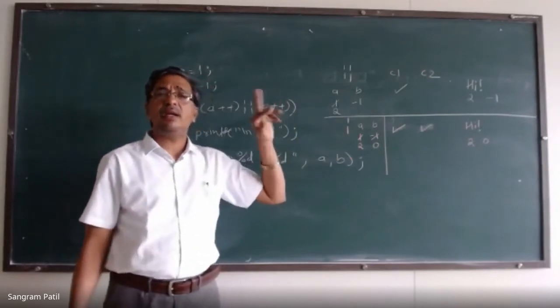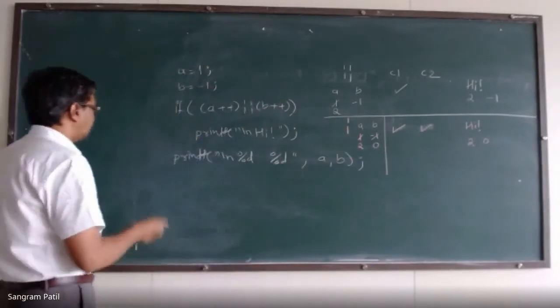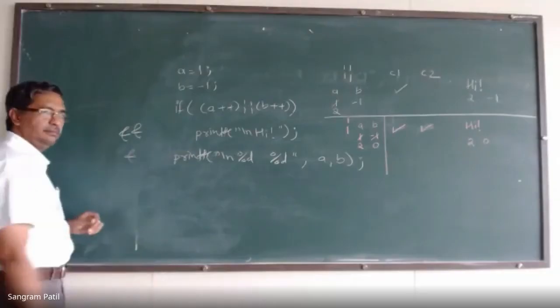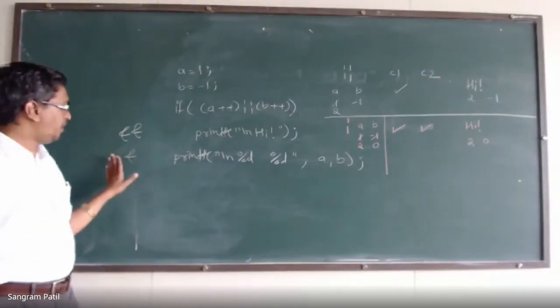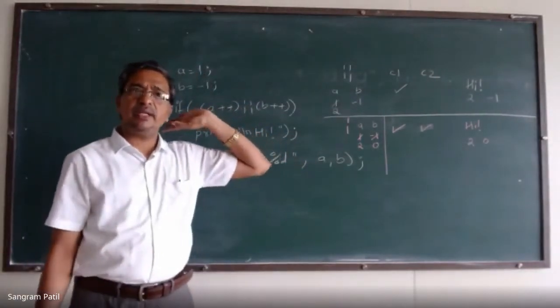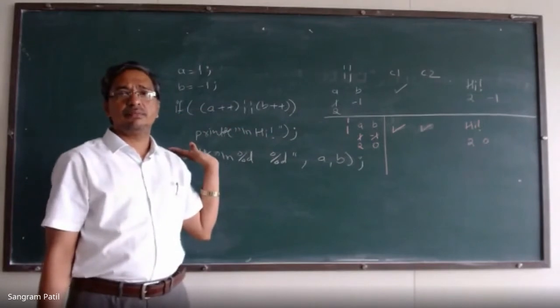Same case happens with double ampersand and single ampersand. Case remains the same. So whenever it is single, it will try to check all the conditions and then it takes decision. Clear?